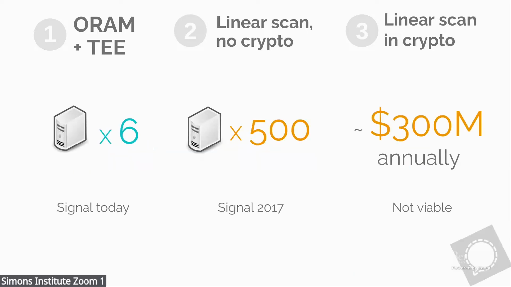Let me give you some perspective on why we don't want a linear scan in practice. Today's Signal is running ORAM plus TEE. They need 6 servers to handle the load. By the way, their implementation is about 20x slower than ours. So it's possible if they switch to our implementation, it would just be 1 server.